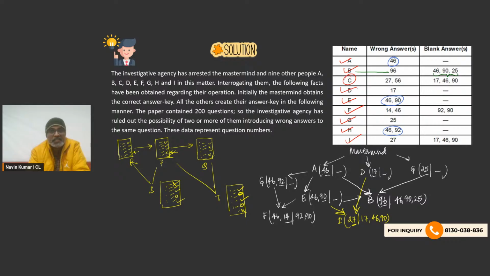The last person is C now. 17, 46, and 90 are still his blank answers. But his wrong answers are 27 and 56. So 27 is already here, right? That means this person must have copied from I. So C copies from I, where he copies 27 as such. He makes his own mistake of 56. And then he leaves 17, 46, and 90 blank because those were already blank.